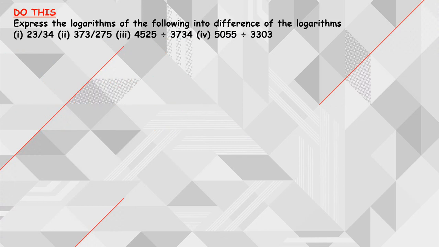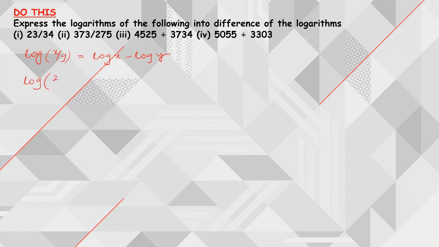Next, moving on to one more. Express the logarithms of the following as a difference of logarithms. How can we do this? For this we are going to use the second law, that is, log of x by y can be written as log x minus log y. So using this rule we are going to convert this.